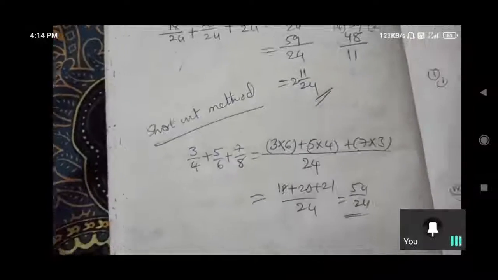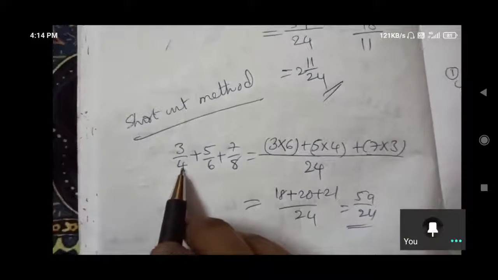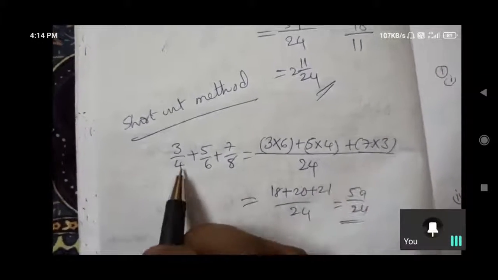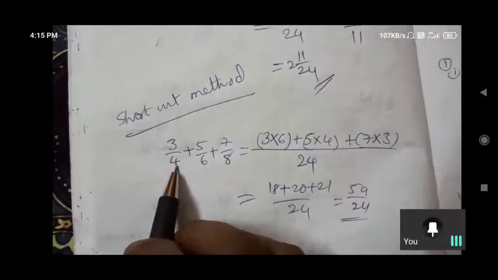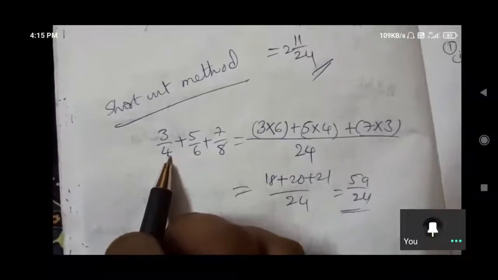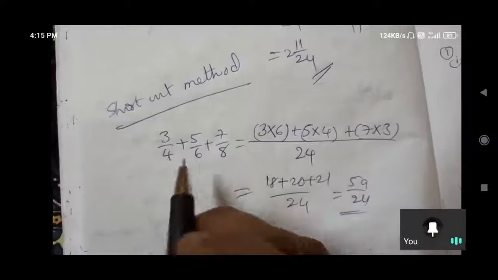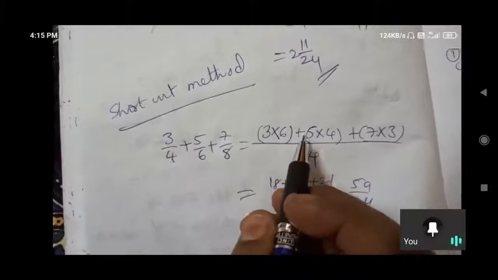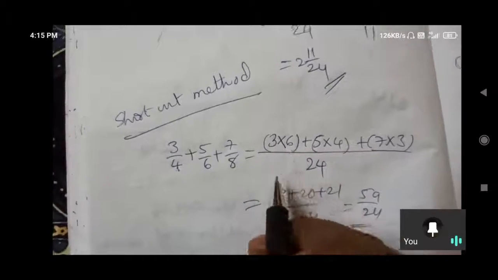And here compare the denominator. So just observe the denominator 4 here. How much we need to multiply to get 24? 6 times. Yes? 4 into 6 we can get 24. So 6 you should multiply in the numerator like this: 3 into 6. This is the shortcut method. Always we will not do like this.